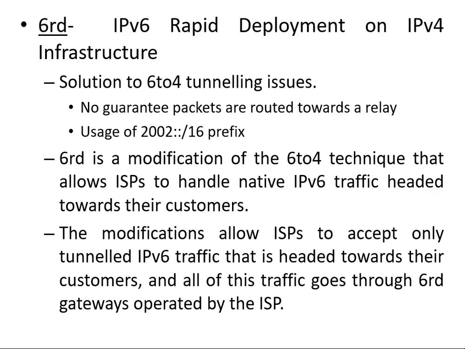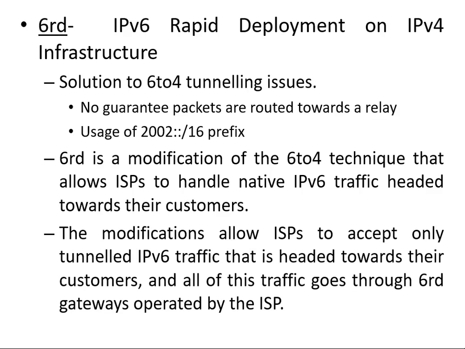Dropping means black hole the traffic, whereas relaying means we can process the traffic for both our customers as well as the customers of other ISPs. But it is difficult to provide a certain quality of service with this huge traffic for our ISP customers. That's the problem. So little modifications are being done on the 6 to 4 technique, which is the 6RD technique.